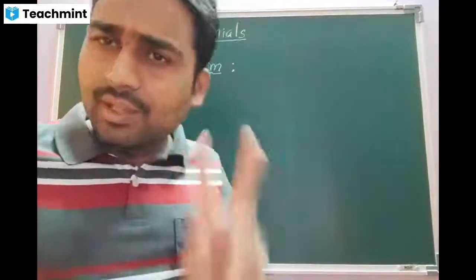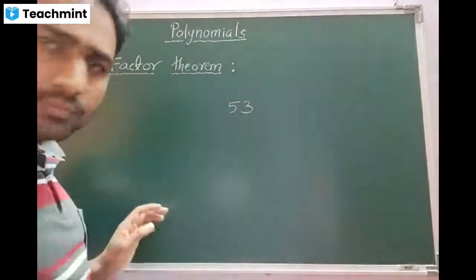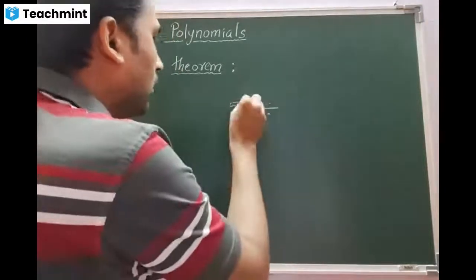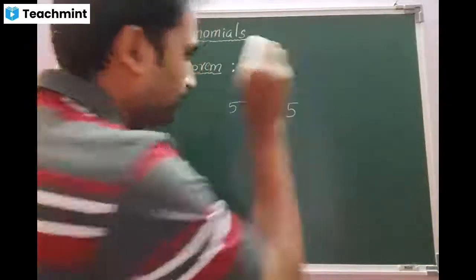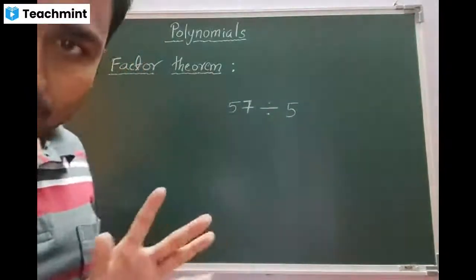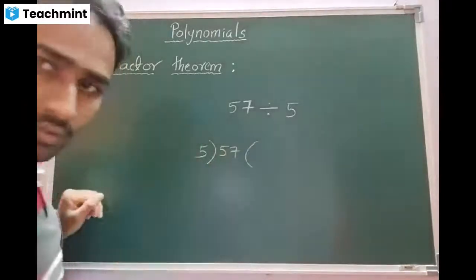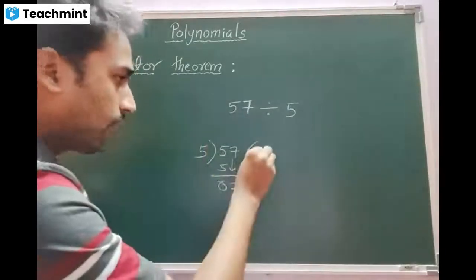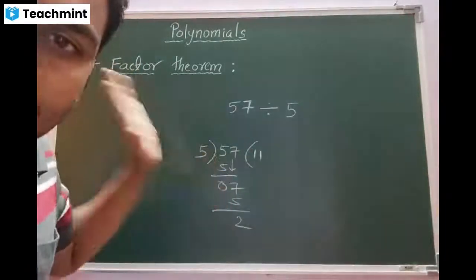Let me take any two numbers. I'll take the number 57 and try to divide it by 5. I repeat, I have taken two numbers, one is 57 and one is 5. I'm performing the division. 57 is the dividend, 5 is the divisor. 5 ones are 5, 0. 7 will be carried down. Then 5 ones are 5, 2 will remain. This is the end of the division. Am I right, beta?